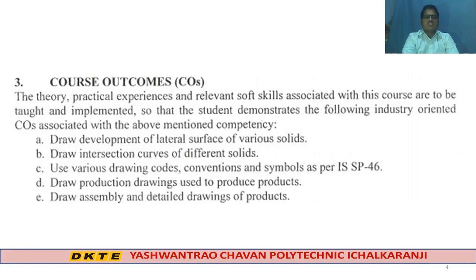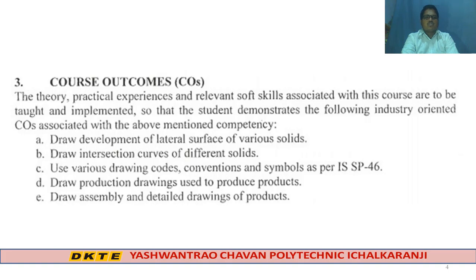The second is to draw intersection curves of different solids. The chapter name is intersection of solids. Different solids are there in the engineering field, such as prism, cylinder, cone, etc. When these solids intersect each other, their surfaces meet together, and these meeting surfaces create one common line. This common line is known as the intersection curve or intersection line. This will be studied in this chapter.